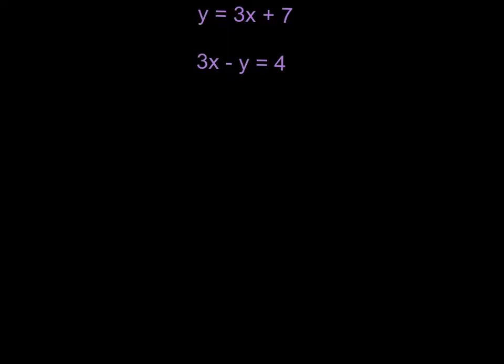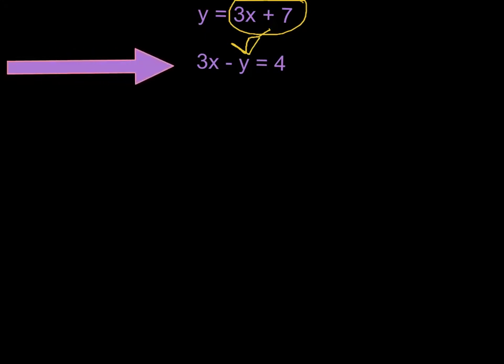Okay, let's use the same idea in this next example. The equation that is in slope-intercept form, it tells you what y equals. You're going to substitute that in for y. And then we're going to rewrite this equation. So we have 3x minus y, but y equals 3x plus 7. And then equals 4.